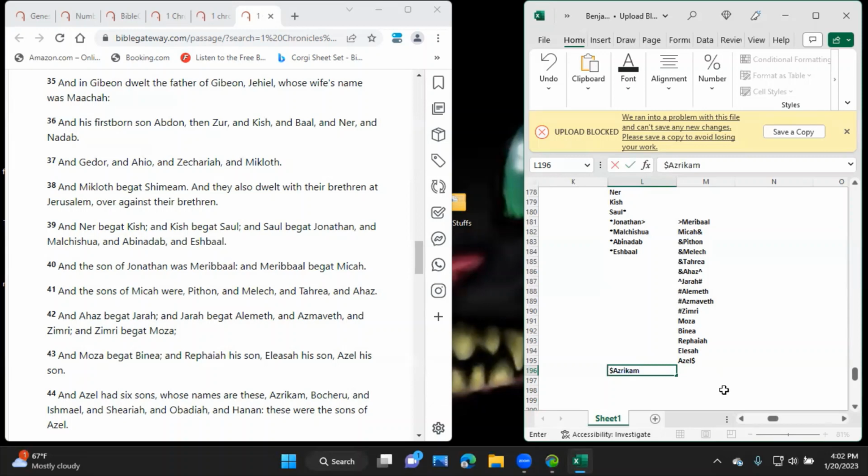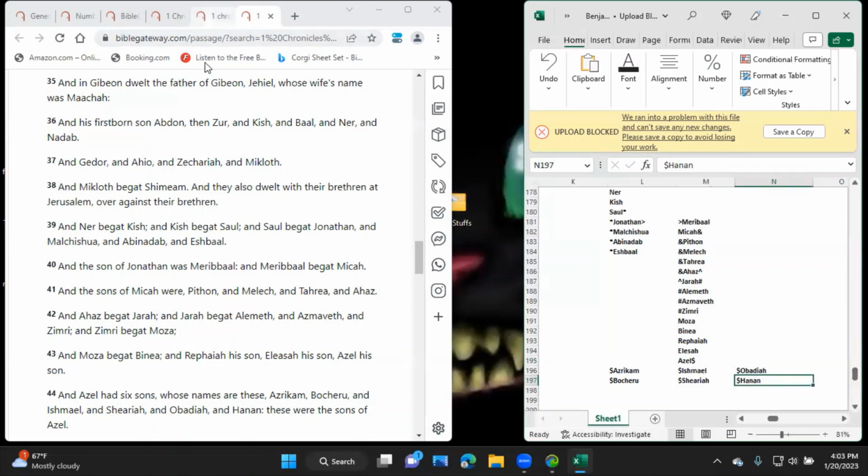Azrikam, Bokeru, Ishmael, Sheariah, Obadiah, and Hanan. These were the sons of Azel.